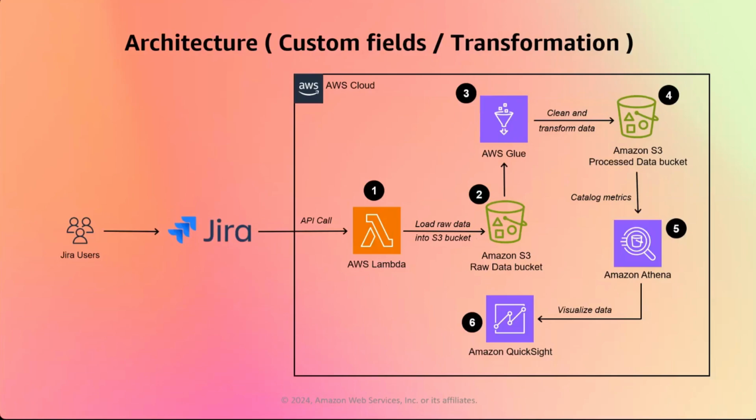Once that is done, you can catalog the data in Amazon Athena and then visualize that data in QuickSight. So we recommend this architecture if you have custom requirements, custom fields, and if you need transformations to happen, and you need to bring in other forms of data that you can visualize in QuickSight.